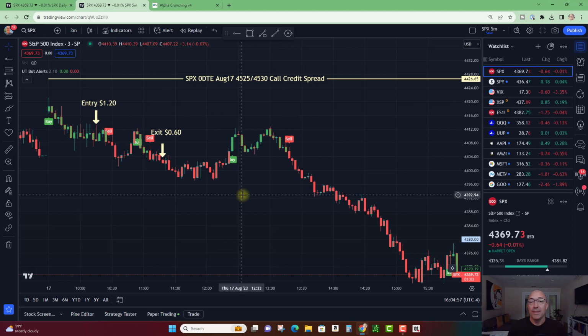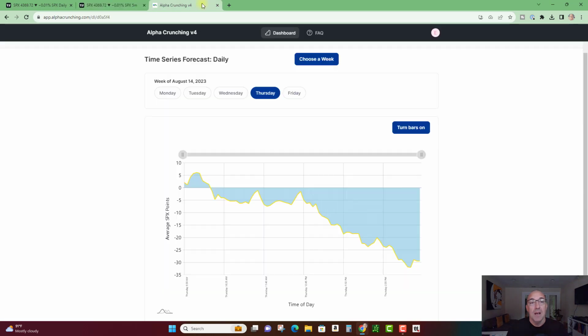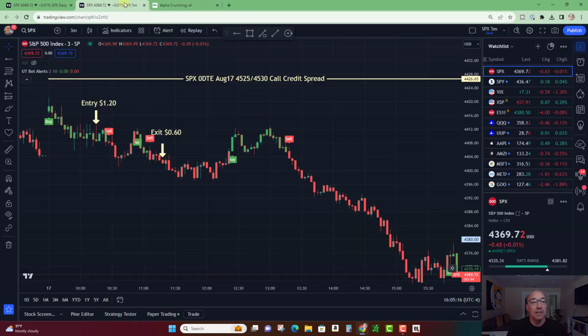But I think this is one of the easier ways, again, to find a bias for the day, whether it's up, down, or sideways, and then craft a trade around that type of strategy. If it's bullish, you might want to sell a put credit spread, defined risk. If it's bearish, like in this particular instance, we had a bearish forecast, so I stuck to the call side. And then some days are actually sideways, and you can just maybe sell both, an iron condor.